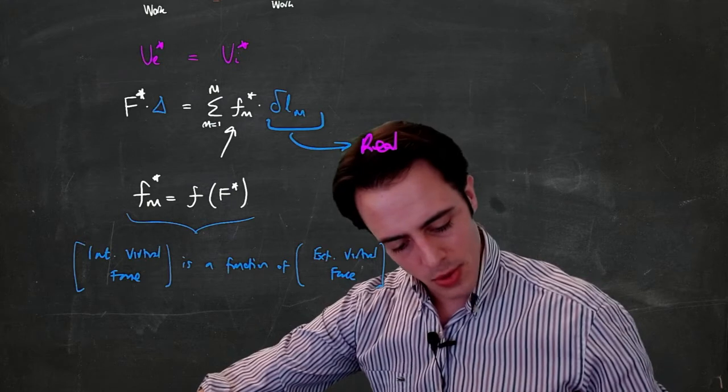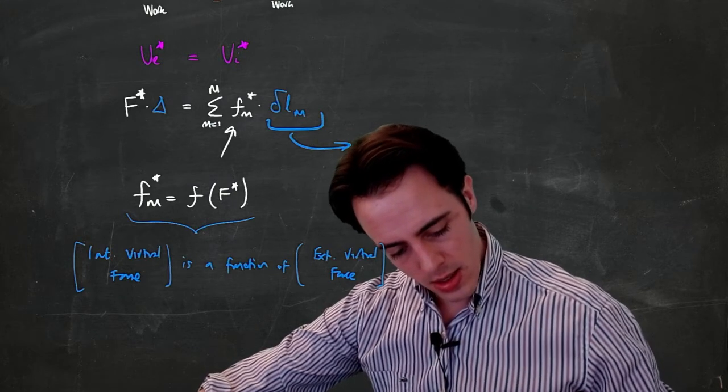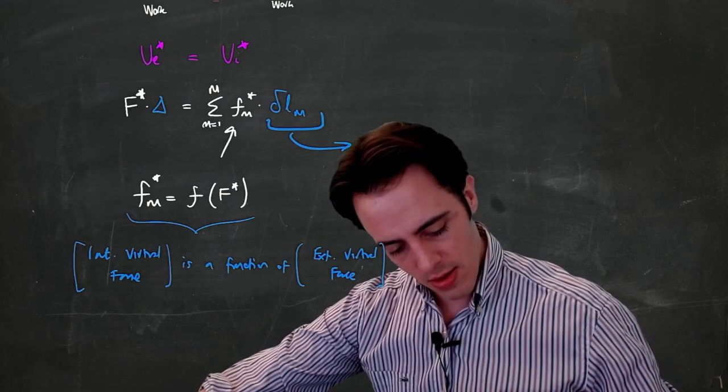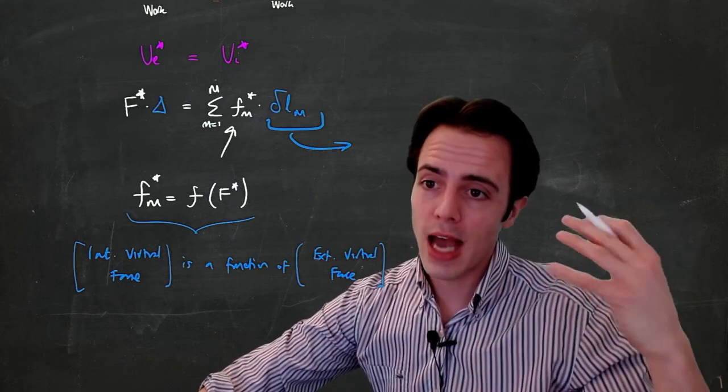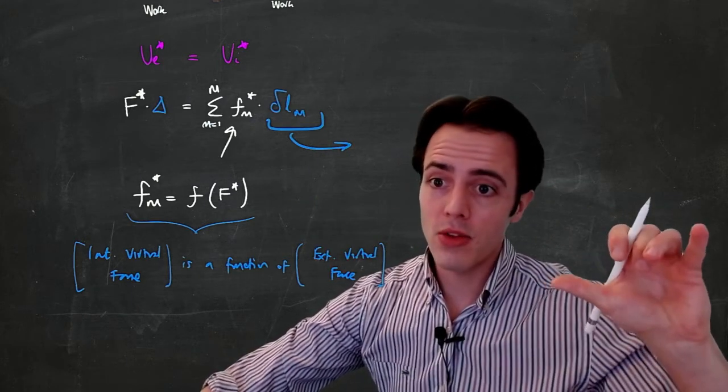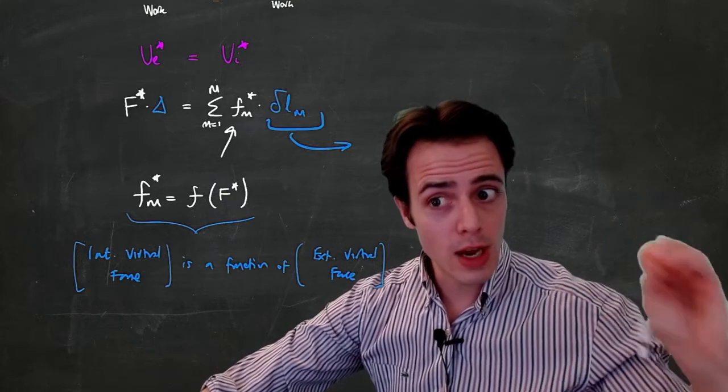So these ones here would be the real ones. Let's not use purple because I've tried to keep that for talking about virtual stuff. Let's just use another color to highlight things. So these internal extensions are going to be however much each member extends or shrinks by due to that real load.